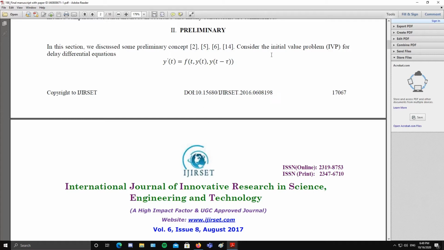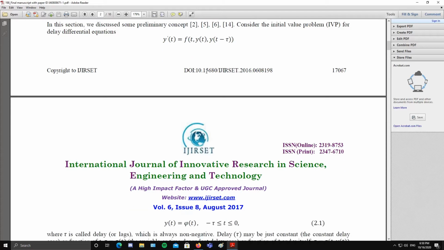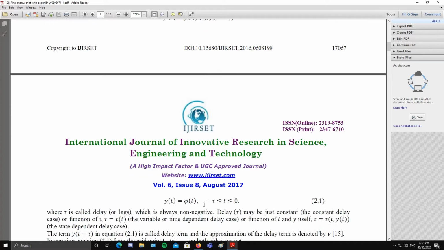Now we will see the solution of delayed differential equations. Consider the initial value problem for delayed differential equations: y dash of t is equal to f of t, y of t, y of t minus tau, and y of t equals pi of t, where minus tau is less than or equal to t less than or equal to 0. So this is the IVP of a delayed differential equation.